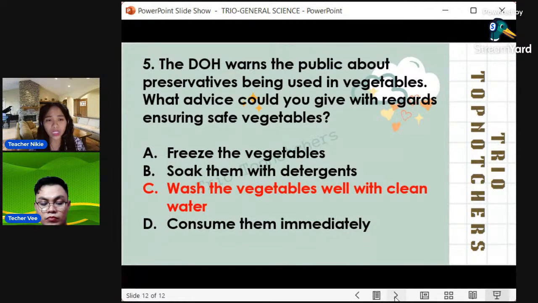Soak them with detergents. Oh, tama ba yan? Okay. So, hindi rin, no? Hindi rin siya yung tamang sagot. Okay. So, letter D, consume them immediately. So, ano yan? Kailangan mo kainin agad. Okay. So, hindi hugasan. Okay, so mali pa rin, okay? So yung pinakatamang sagot dito ay yung letter C, no? Wash the vegetables well with clean water. Okay, so good job mga katrio.